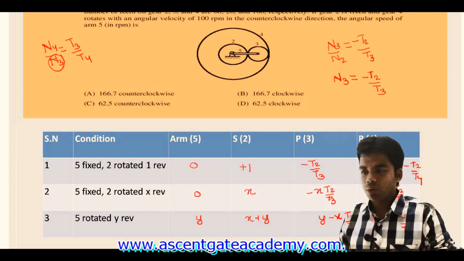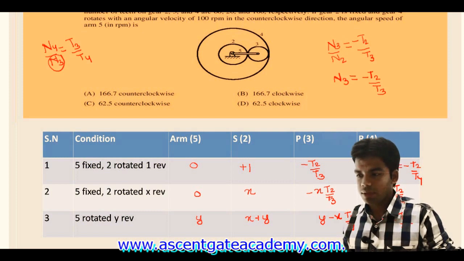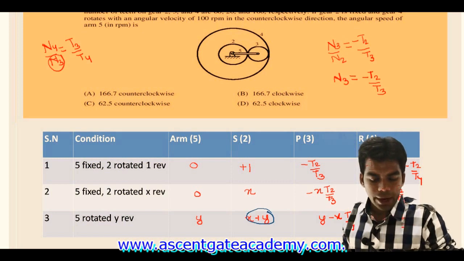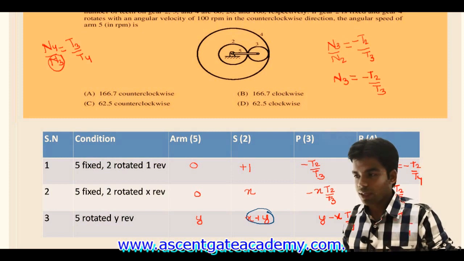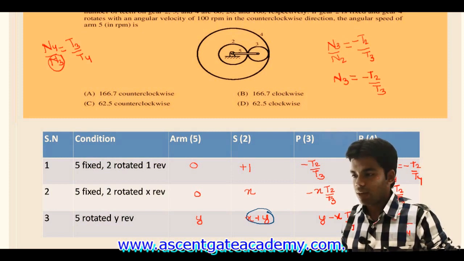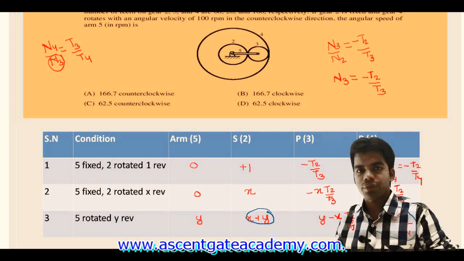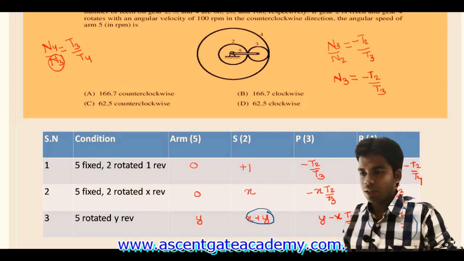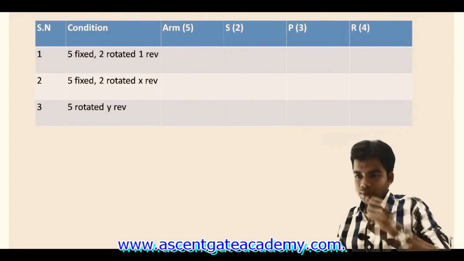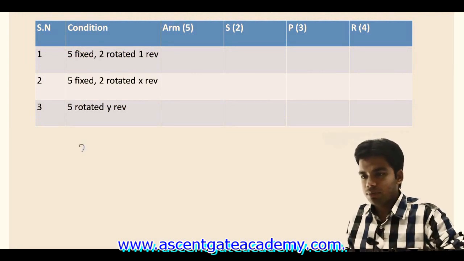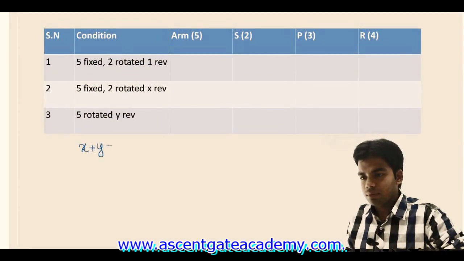Now if gear 2 is fixed, that means this x plus y is given as 0, which is fixed, and gear 4 is rotated with an angular velocity of 100 rpm in counterclockwise direction. So we have this y minus x into T2 by T4. This is rotated with 100 rpm in counterclockwise direction. So assume that counterclockwise direction we are taking as positive. Okay, so what is given? x plus y will be equal to 0, or you can say y is equal to minus x.